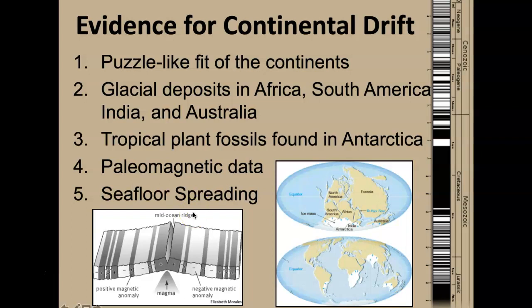Tropical plant fossils, the Glossopteris, like we looked at, have been found in Antarctica. So that indicates, again, a piece of evidence that Antarctica used to have a much warmer kind of environment.